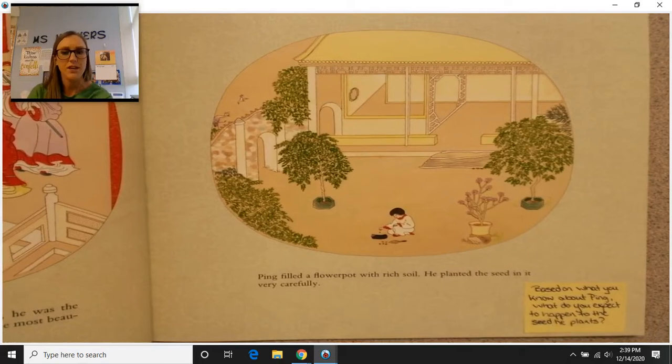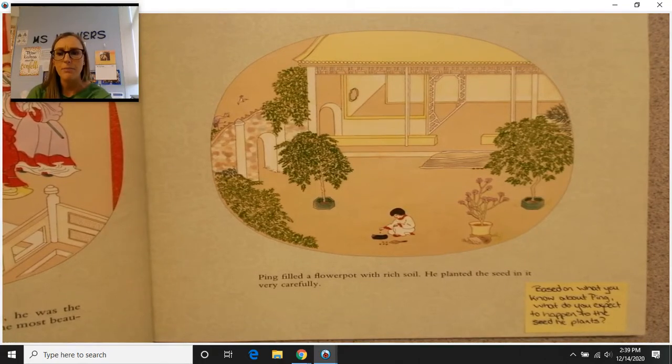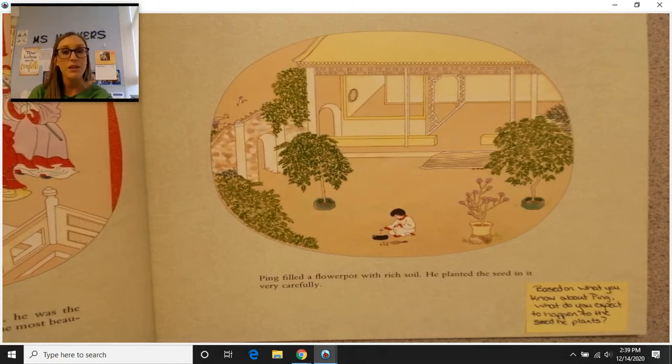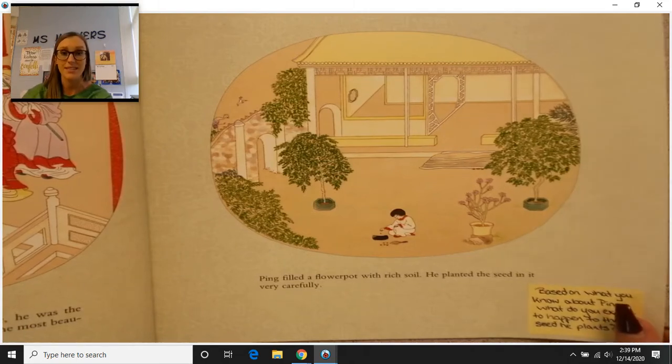So let's look at our question here. Based on what you know about Ping, what do you expect to happen to the seed that he plants? Think about what we learned about Ping at the very beginning. What do you expect to happen as he plants his flower seed?